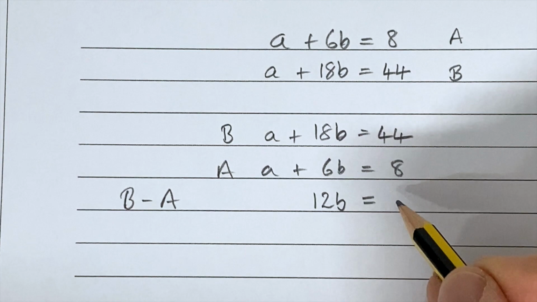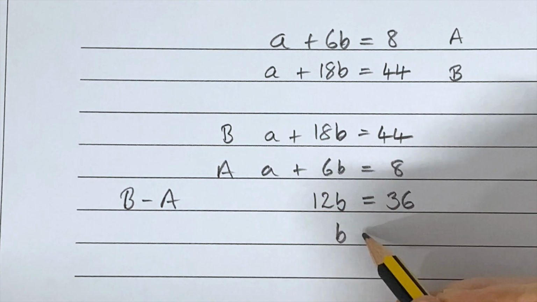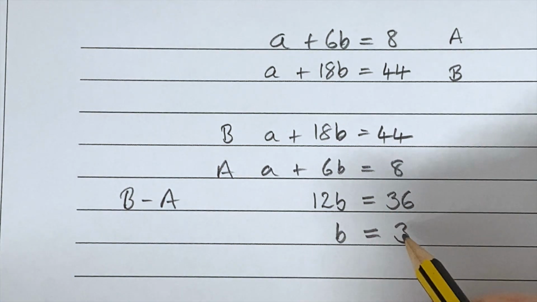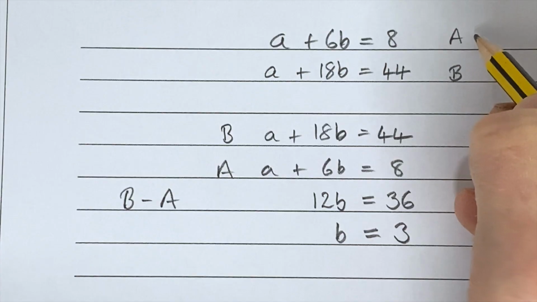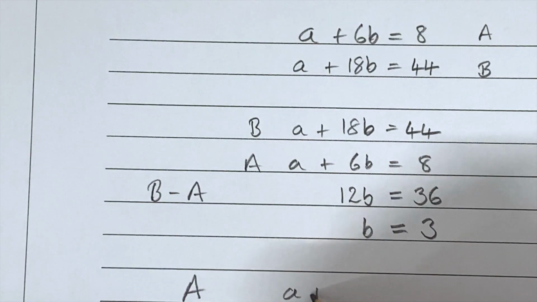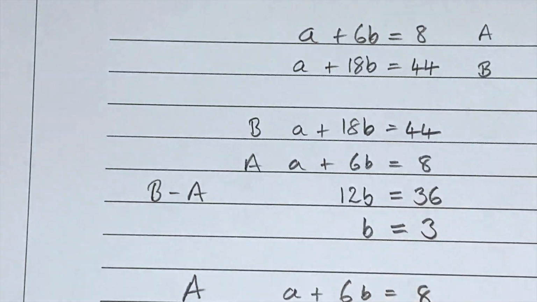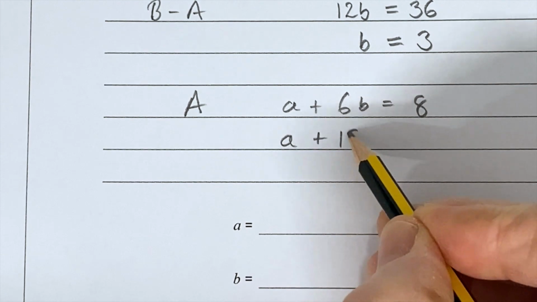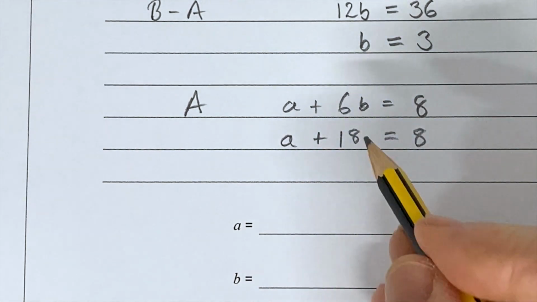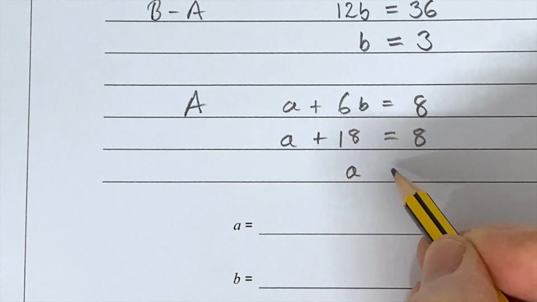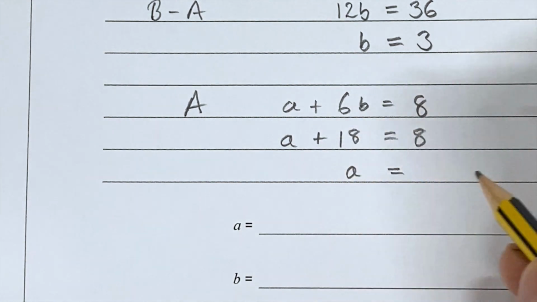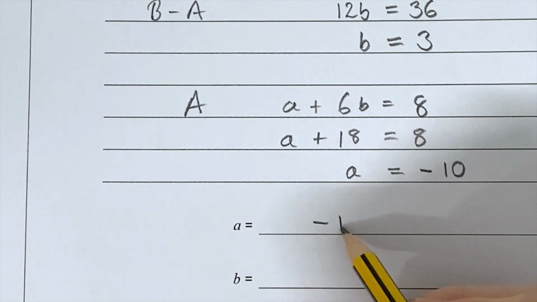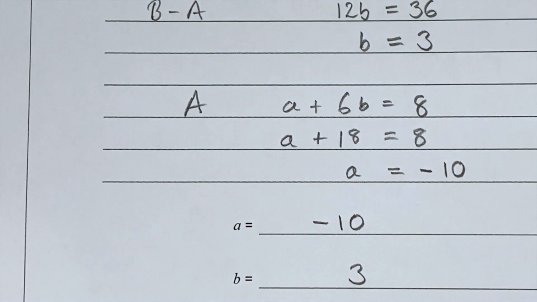And 44 take away 8 is 36. So B must be 36 divided by 12, which of course is 3. If we substitute that value into equation A, which was A plus 6B equals 8, now we know that B is 3, so A plus 18 equals 8. Now I'm going to subtract 18 from both sides, so A equals 8 minus 18, which is of course minus 10. A is minus 10 and B is 3.